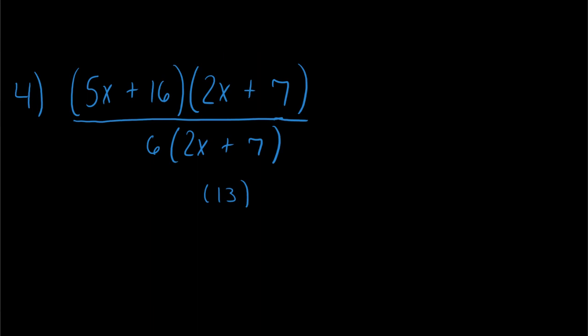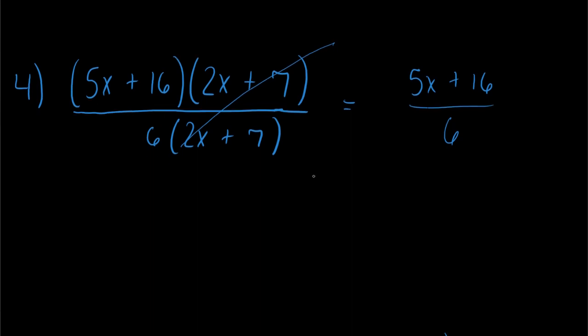So before, if we had a number divided by itself, we just crossed it out. So same thing. If we have 2x plus 7 divided by 2x plus 7 in parentheses, we're just going to cross it out and say that's 1, I don't need to rewrite it. All right, so what are we left with? 5x plus 16 over 6.